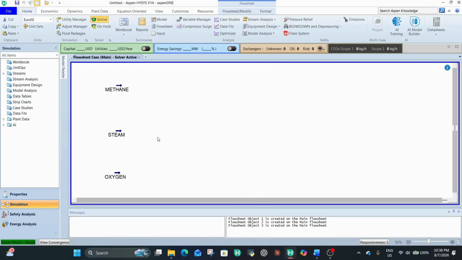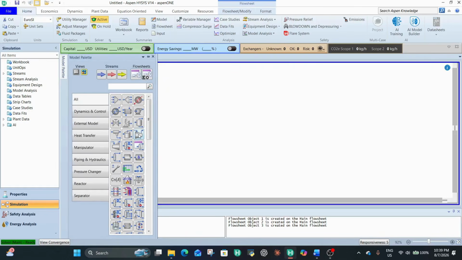But remember, they are all compressed to a pressure of 35 bar. The reason we're compressing, of course, is that they are gas. You don't pump gas, you compress gas. But of course, you know that. So, a compressor, 3 actually.